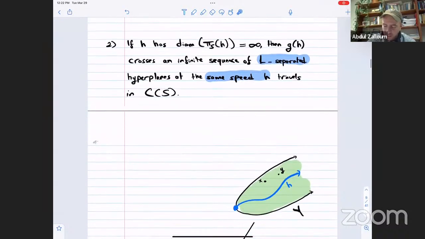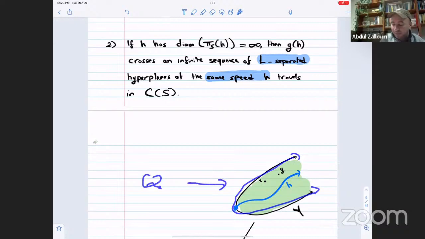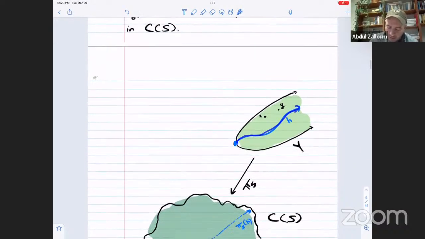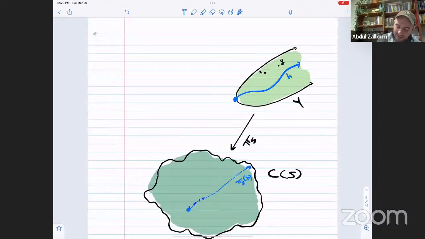So I start with a median ray H in my HHS, and I have 2 points X and Y, and I find a subset Y which is quasi-isometric to some CAT(0) cube complex. So I have copies of X, Y, and H in the CAT(0) cube complex. The assumption of part 2 is that this median ray is not just any median ray, it's one that projects to an infinite diameter set in the curve graph. So the projection of H in the curve graph has infinite diameter.